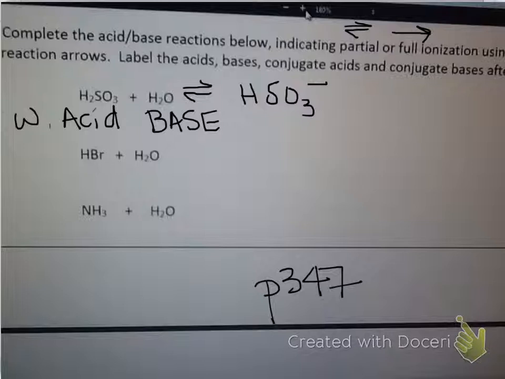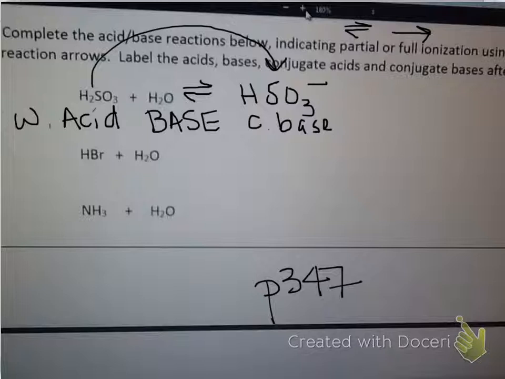So what is this compound called? If the sulfuric acid was the acid, then the hydrogen sulfite is the conjugate base. Acids produce bases, and bases produce acids. You get your conjugate acid-base pairs.